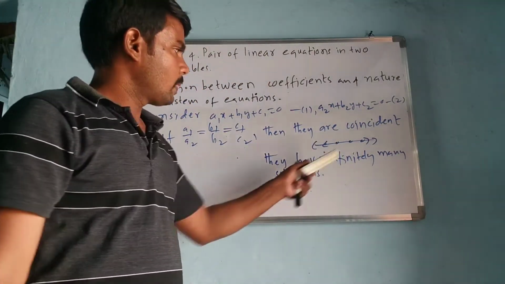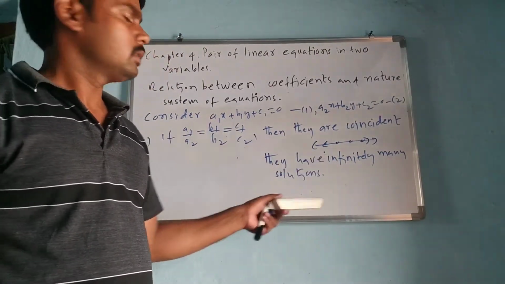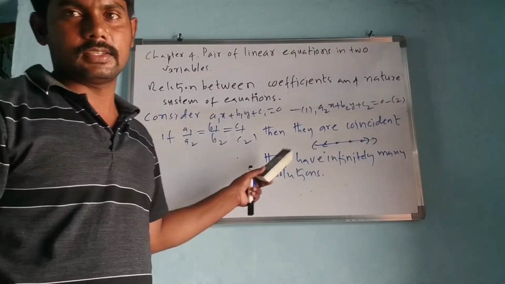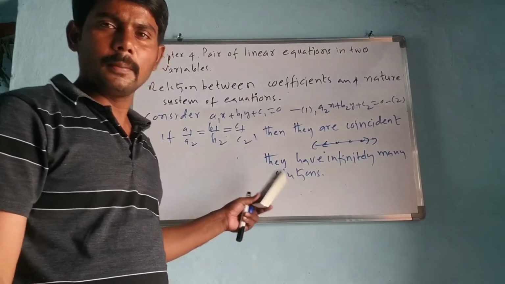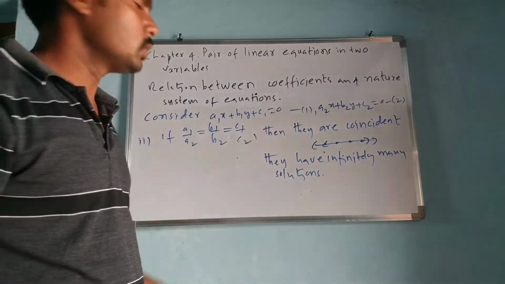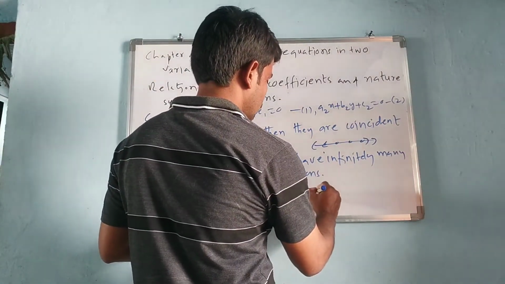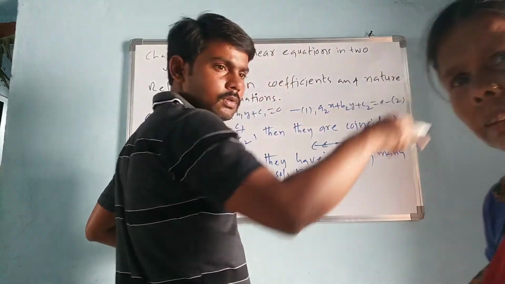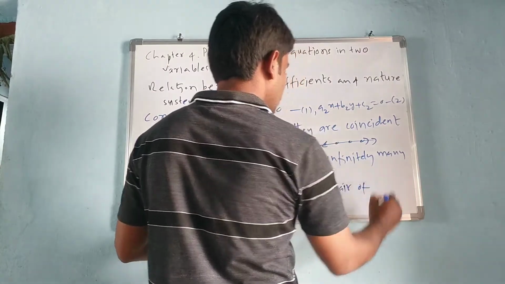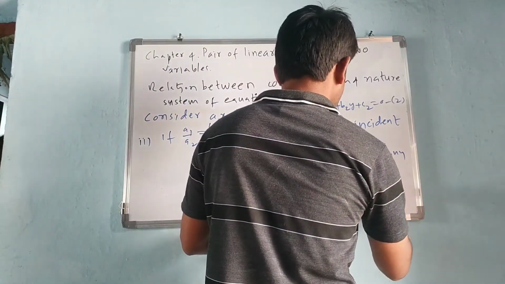So clearly they have a solution. If they have solutions, we can say that these are consistent lines, a consistent pair of linear equations in two variables.